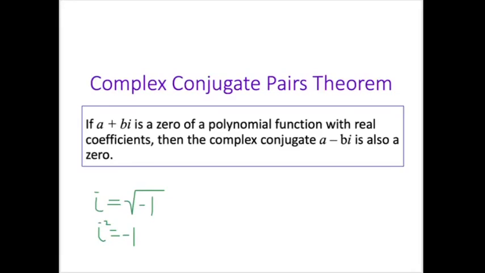This is going to be useful when we factor polynomials and find our zeros, because if you have a polynomial with real coefficients, and you start solving and find that one of your zeros is imaginary, then its conjugate must also be a zero. So we want to keep this in mind.